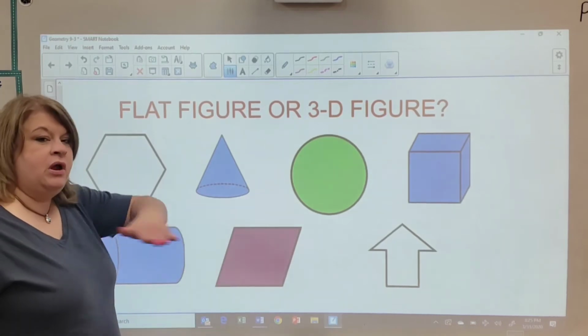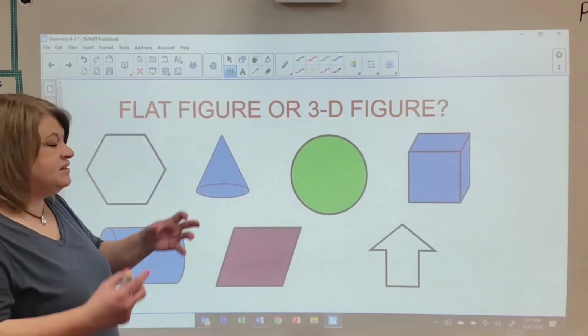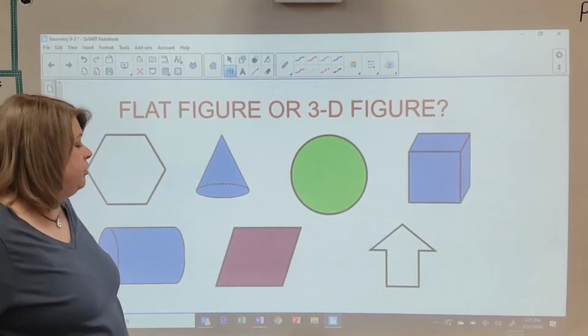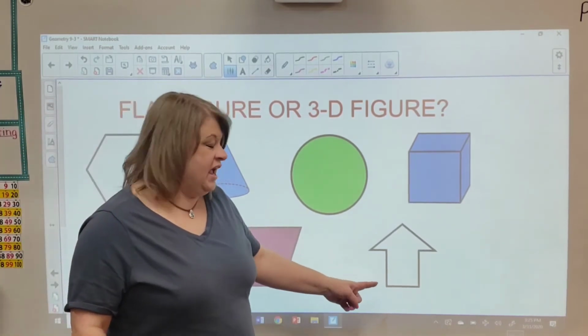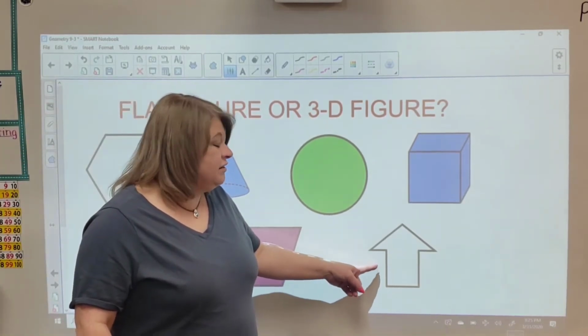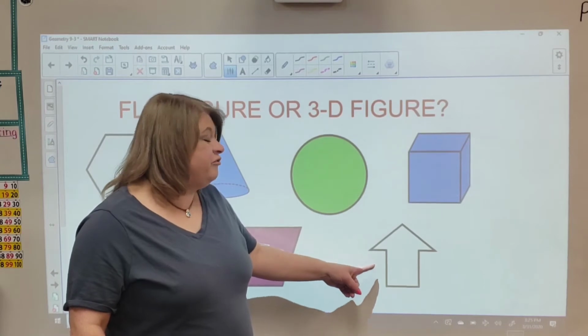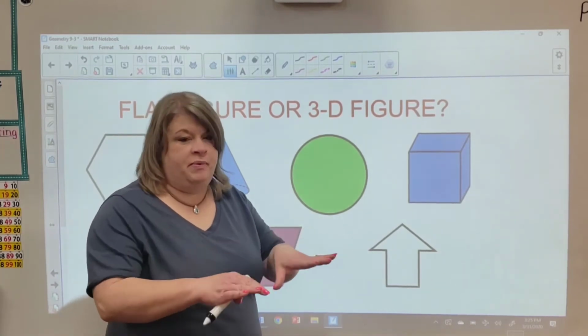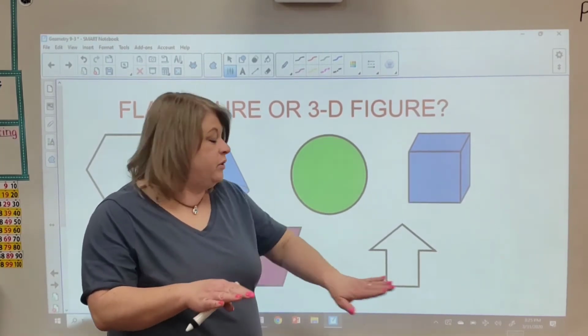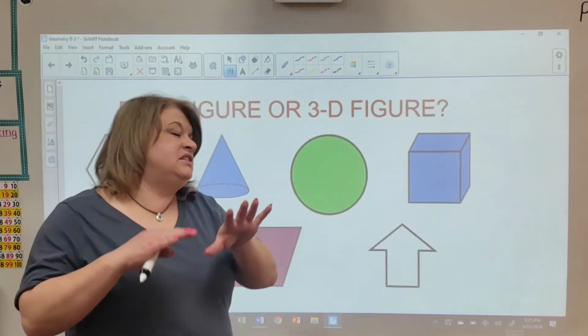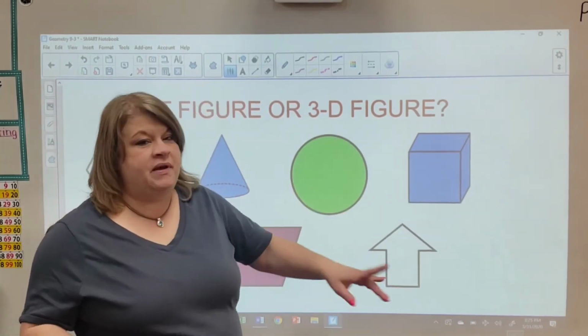It's just on paper. It means it's written on paper. It's not like a big figure you can hold in your hand. What about this one, this arrow? This arrow is also flat because it's drawn on paper. If it's drawn on paper like this, it is flat. If it's a 3D shape, it is not.